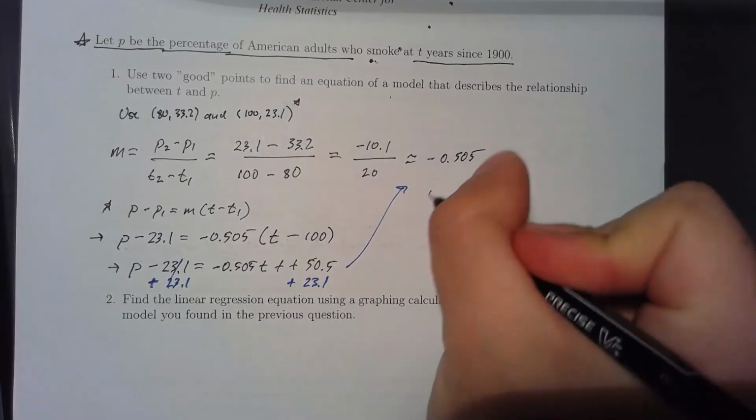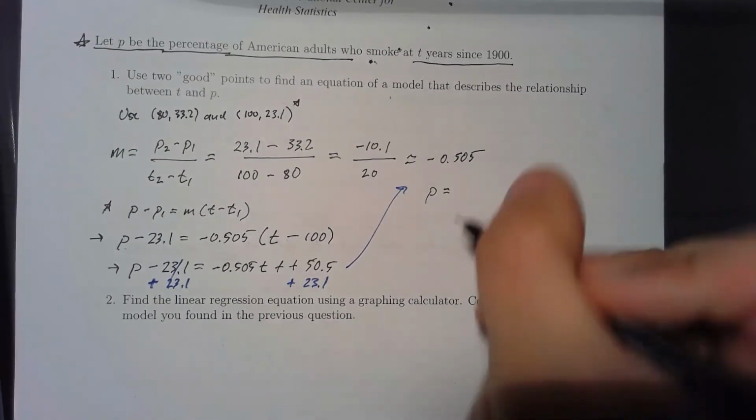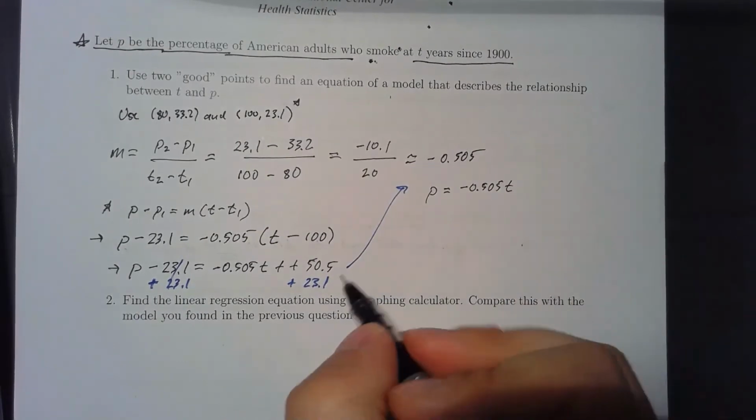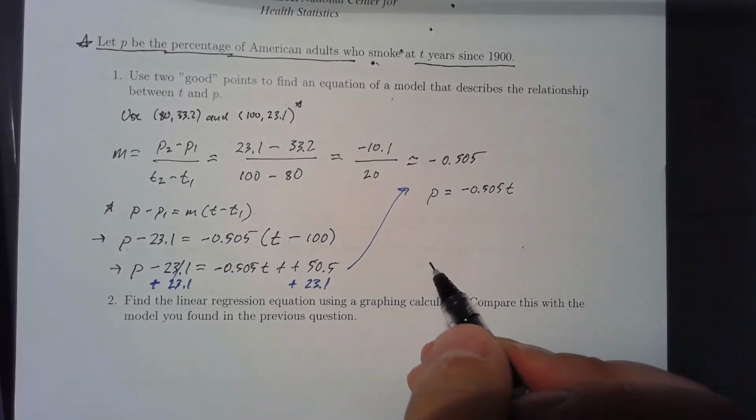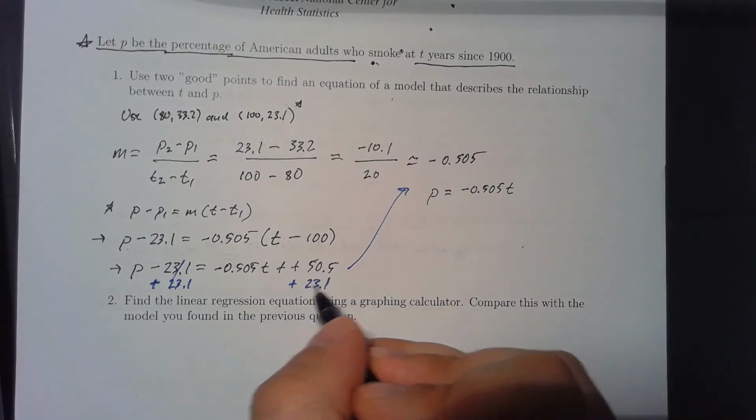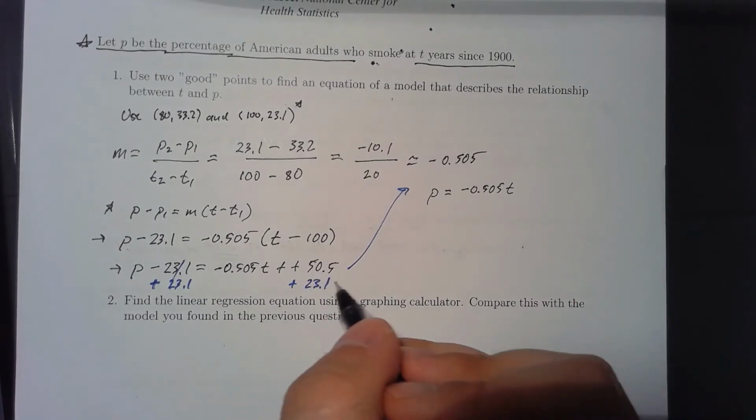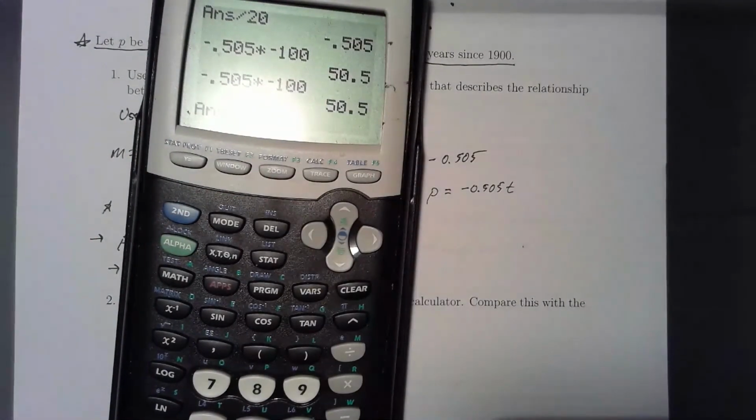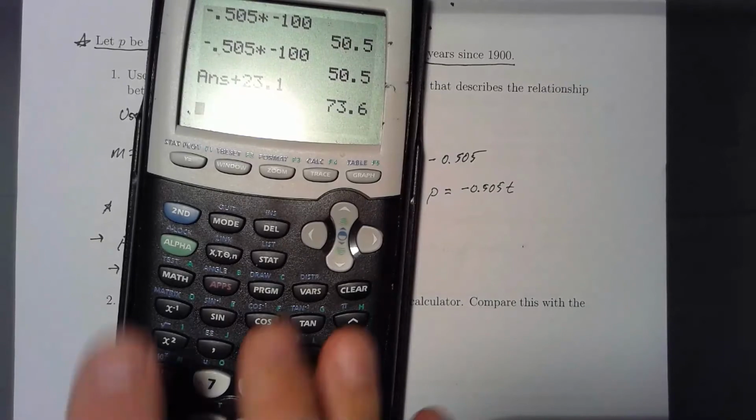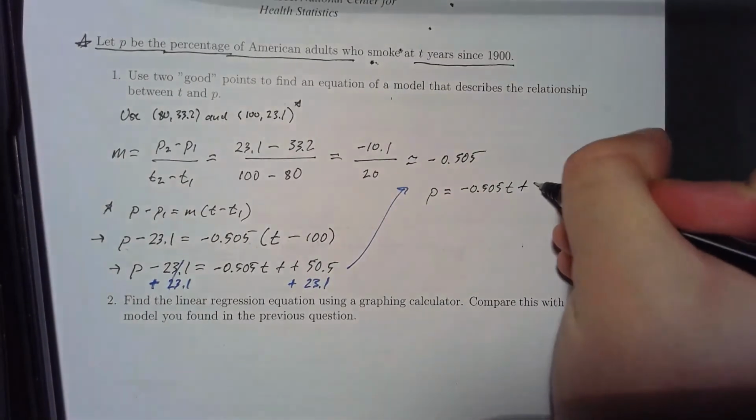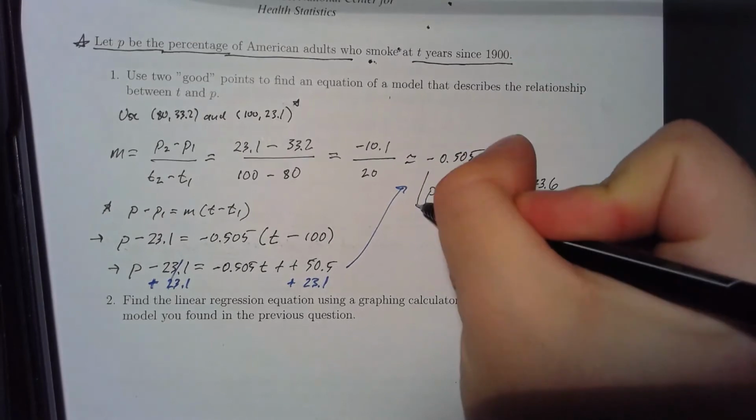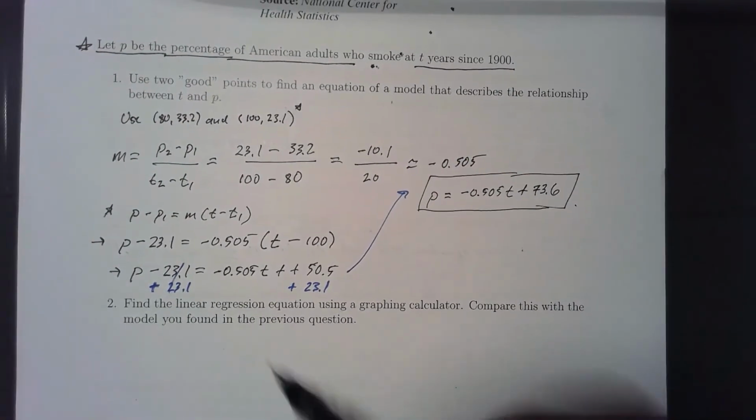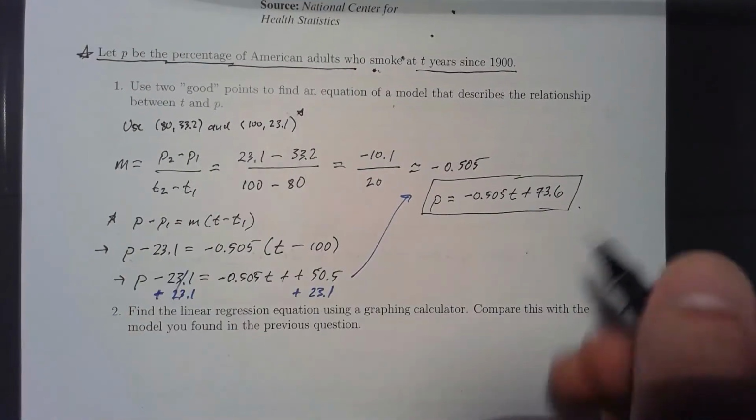That gets rid of that. So up here, I'll write the final equation. So I'm going to have P equals negative 0.505T, and then 50.5 plus 23.1 is going to be 73.6. 50.5 plus 23.1, just in case you didn't believe me, 73.6. There's my equation. Now, that's the equation I found by hand.